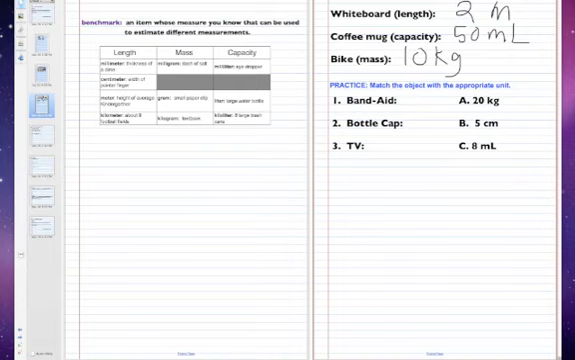All right, now I want you to practice. I want you to estimate the measurements for a Band-Aid, a bottle cap, and a TV. And I gave you some targets. All you need to do is match the object with the appropriate unit. Press play when you're ready.